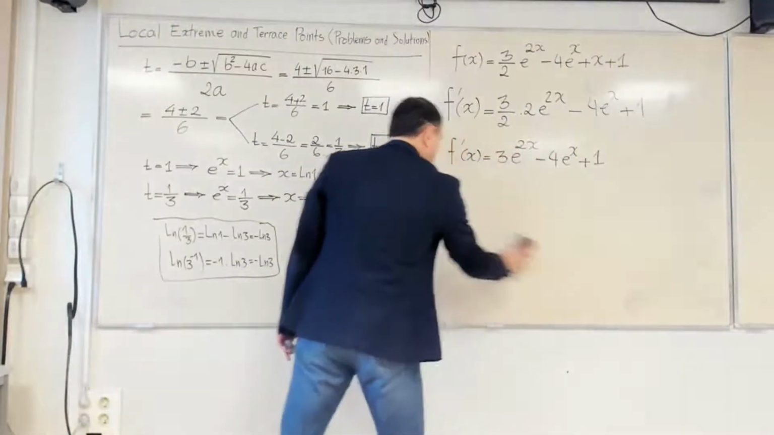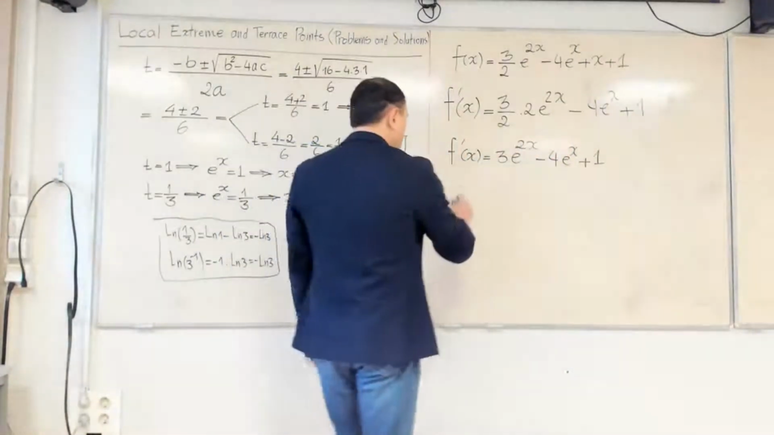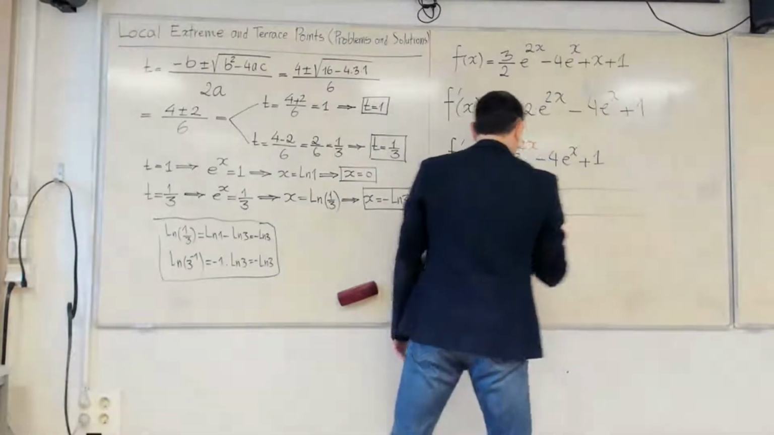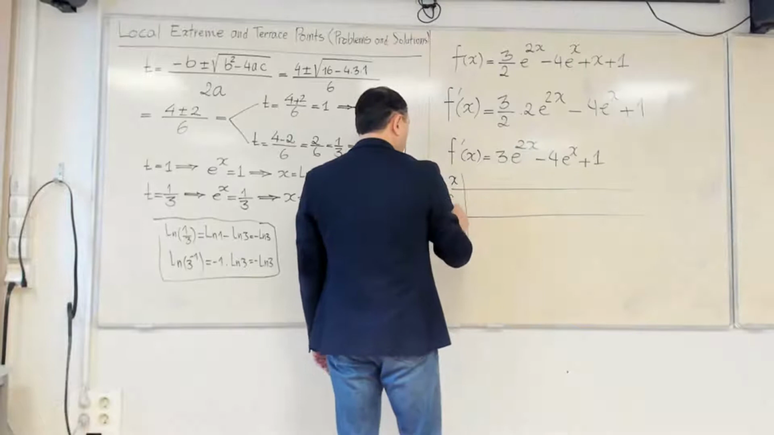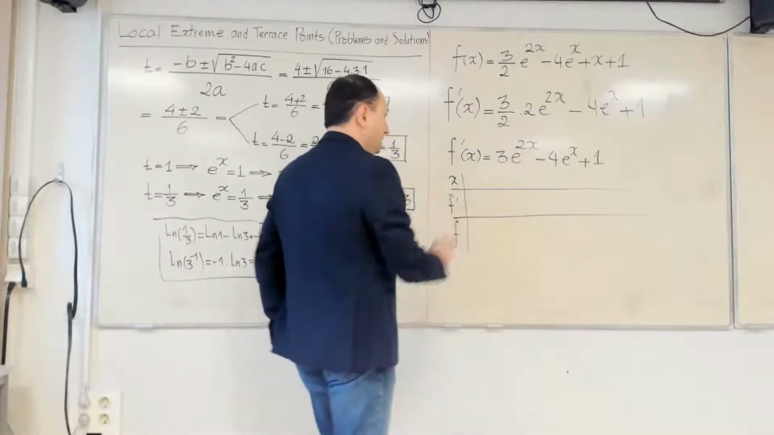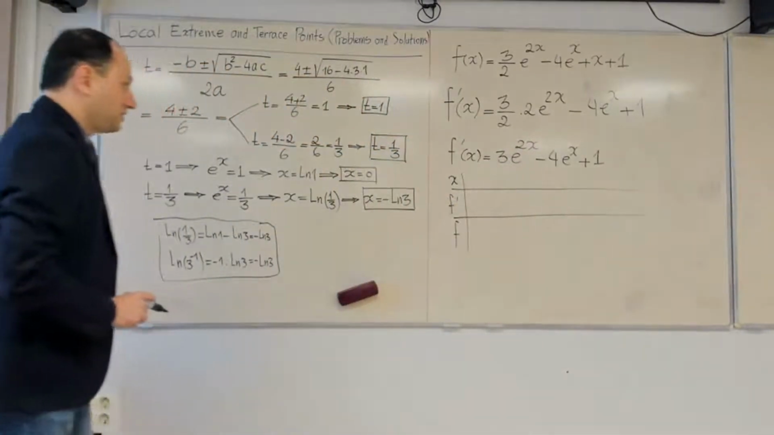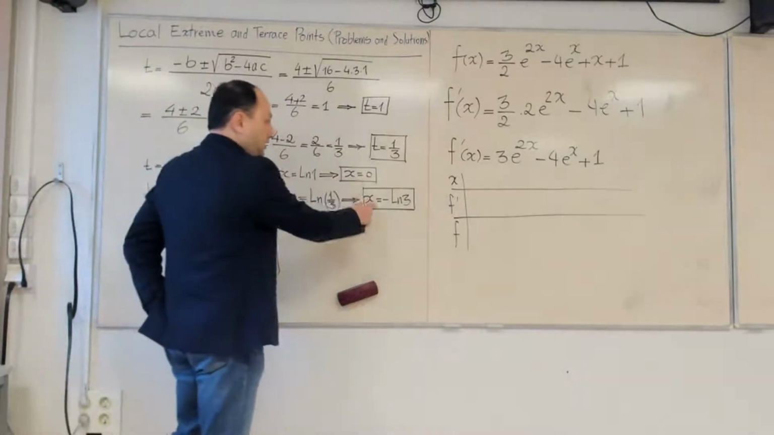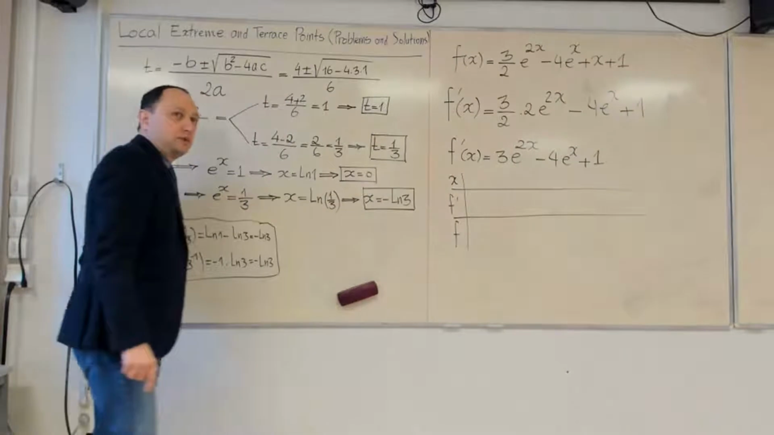Okay, so now we go to the table. We need to set up a sign table here: x, f prime, and f. Let us avoid calculator as much as possible, but of course you can check that. First of all, I need to arrange these numbers. So which one is bigger than the other one?